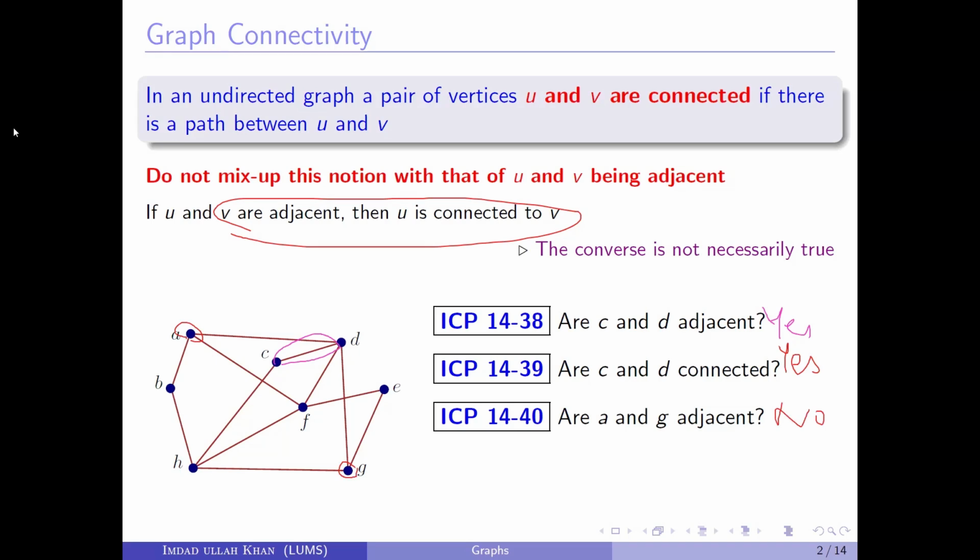After each ICP, I would strongly suggest that before jumping to my solutions, try to figure out the answers yourself, and then it will be quite productive and helpful to understand the concept. So you can verify those answers later on because I'm solving some of the ICPs.